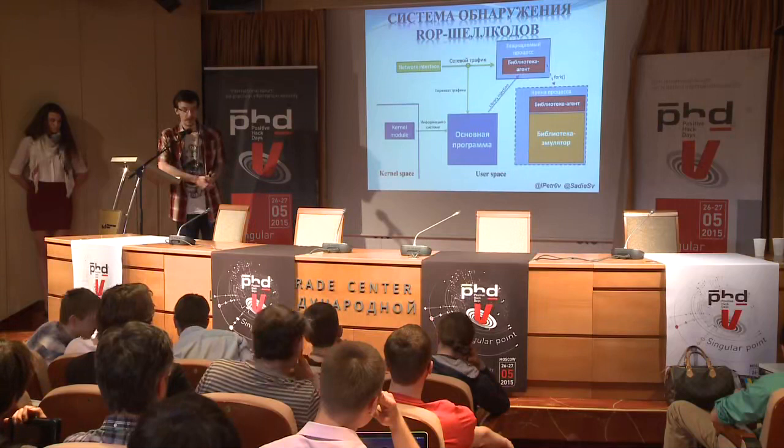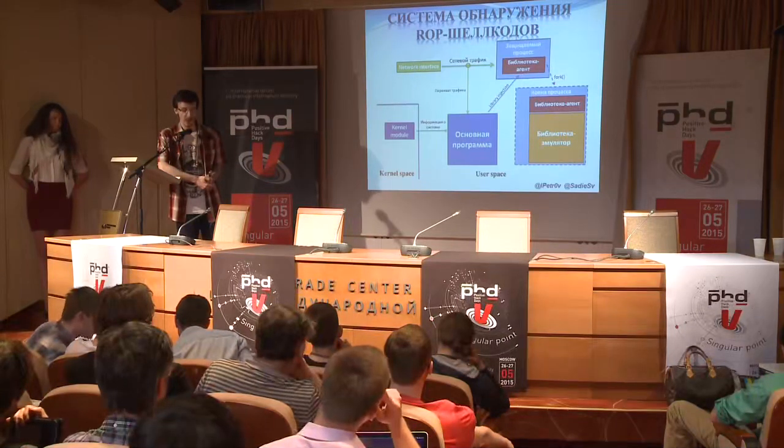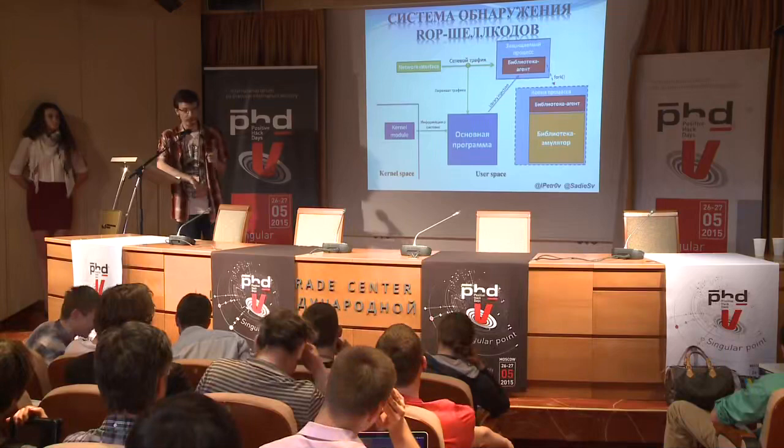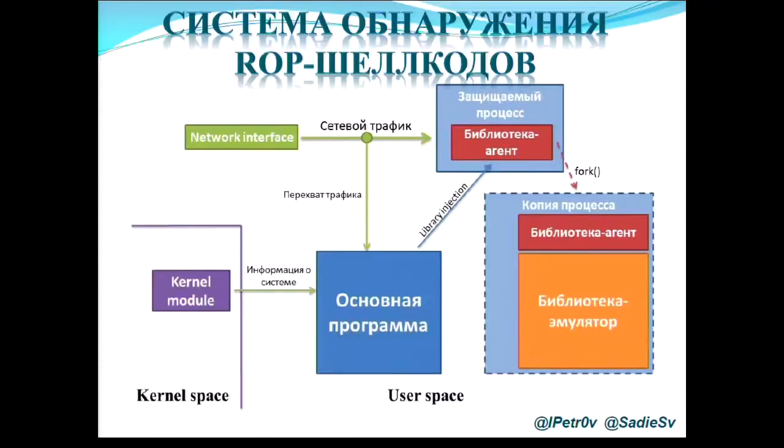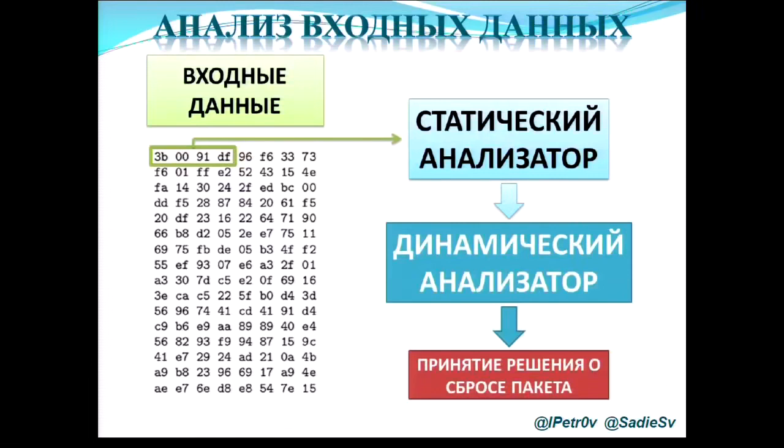In other words, into the protected processes we load a so-called agent library, which during loading calls the fork system call. By this it copies the protected process, then removes itself from the OS and returns control to the protected process. In the daughter process, this library starts the process of creating the emulator. In other words, the emulator library is loaded, which is responsible for dynamic analysis and emulation of ROP shellcode. After this, the daughter process goes to sleep until the moment when dynamic analysis is required.